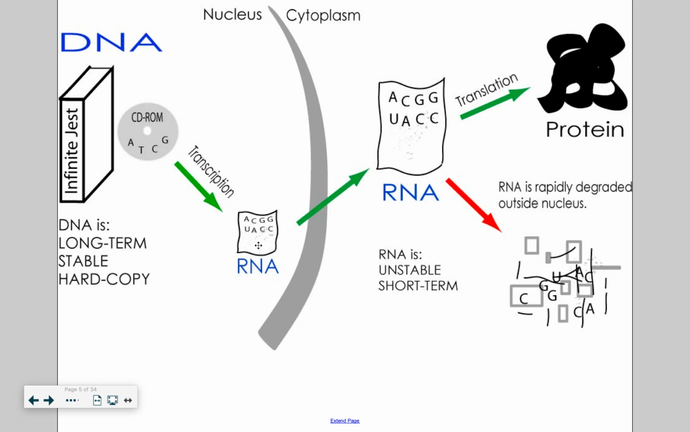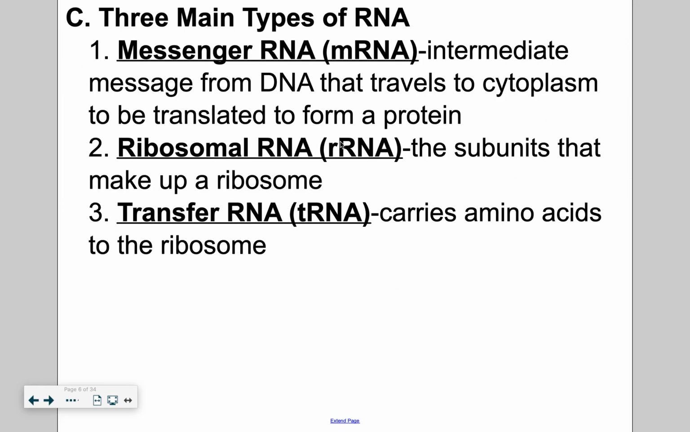How we create those instructions that can leave the nucleus, that can find a ribosome to become a protein. And then once it's done its job, once it's been translated, then it will be degraded and recycled. So RNA is this unstable short-term molecule. Now there are 3 types of RNA, okay?